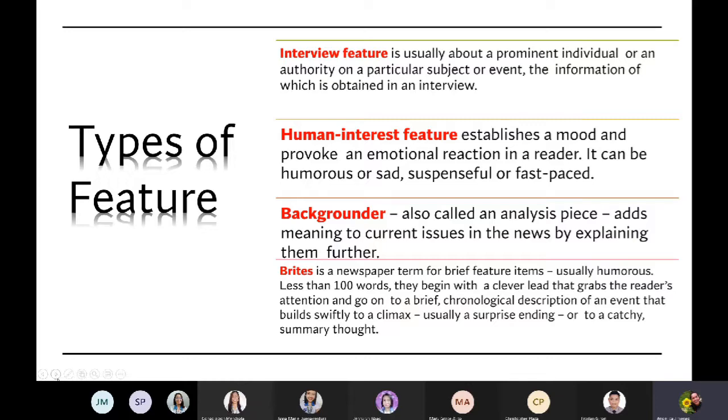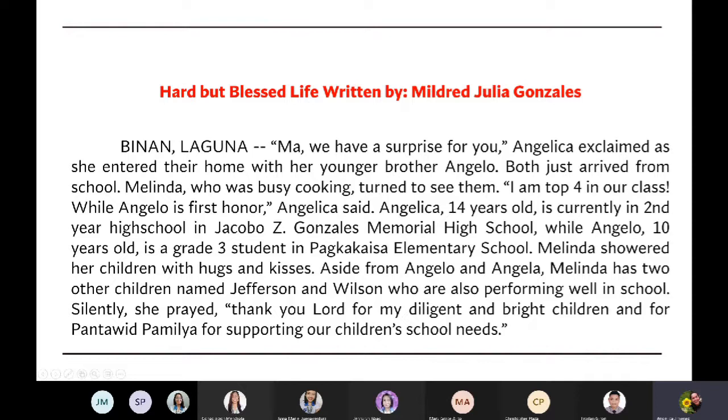Let's see, what do you think is this type of article? Hard but blessed life. Okay. I want you to read it and think, what type of feature article is this? You can raise your hand if you have an answer. Okay, Chris Melaine, what's your answer?